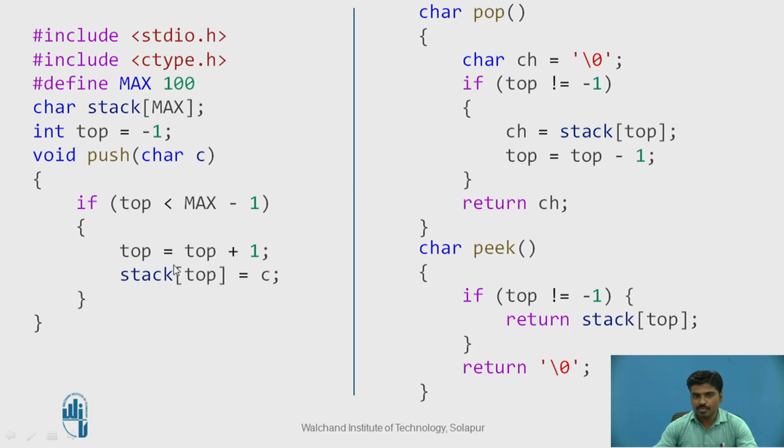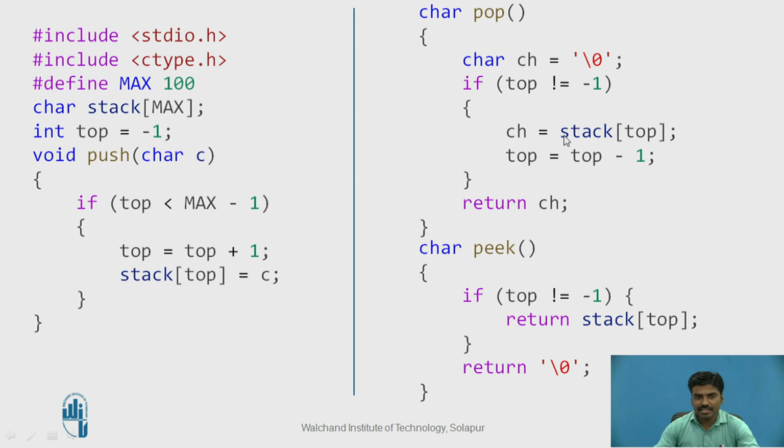Like this, the push operation will be performed. In the pop operation, you have to check the empty condition by checking top not equal to -1. Then ch is equal to stack of top; you store the character from the top of the stack.